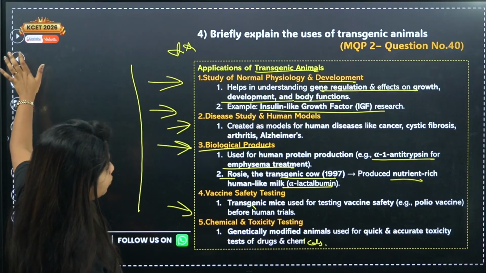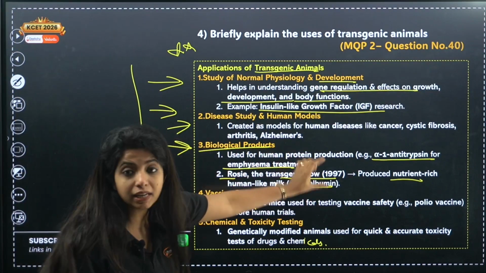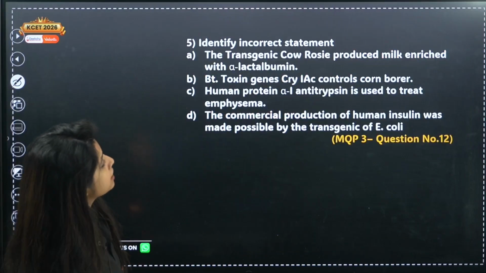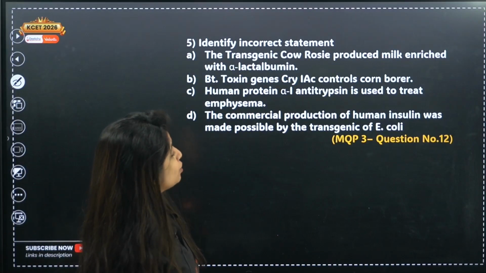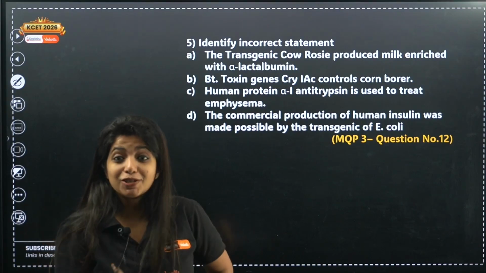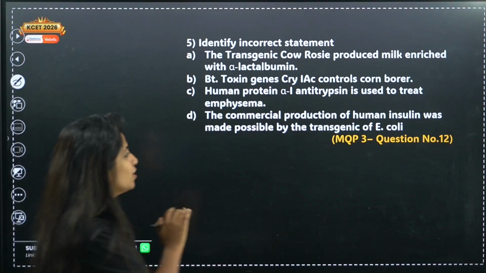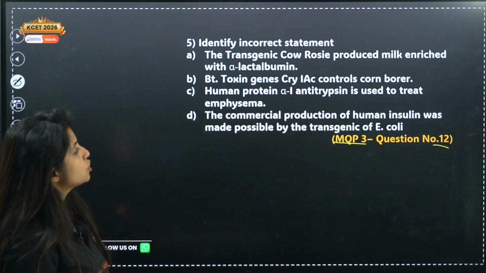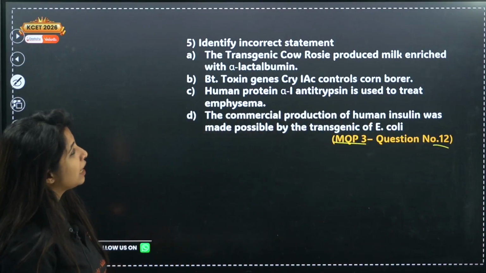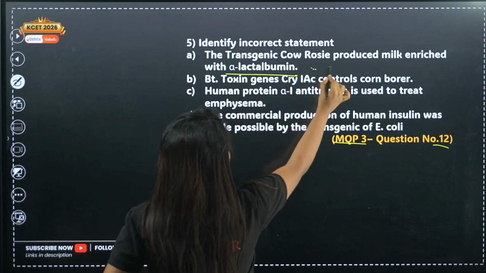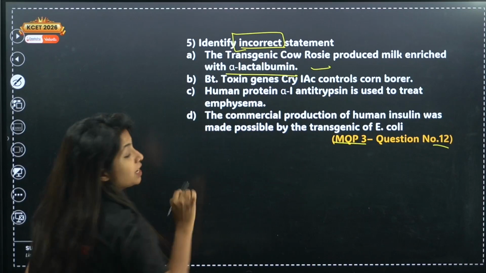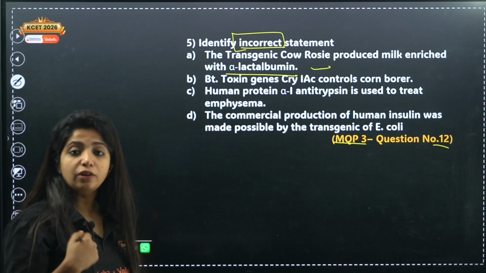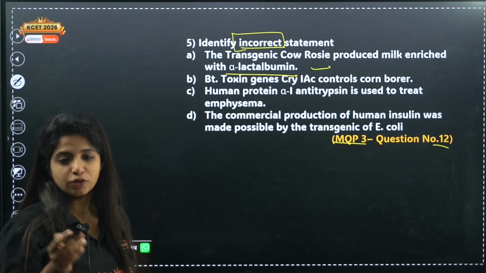Now, also one more thing, as I said, this can be an MCQ question also. Fine. Identify the incorrect statement. The transgenic cow Rosie produced milk enriched with alpha-lactalbumin. I just told you that it can be an MCQ, and there is an MCQ. So model question paper 3, question number 12 is the one that we are dealing with as of now. It is correct. We have to find what is incorrect, right? So whenever you have to find correct or incorrect, make sure you box it up. Sometimes we try to find the correct statements in between all the incorrect ones, so don't do that.